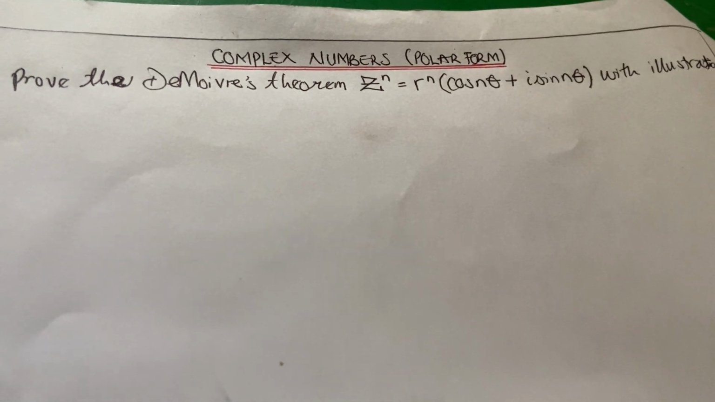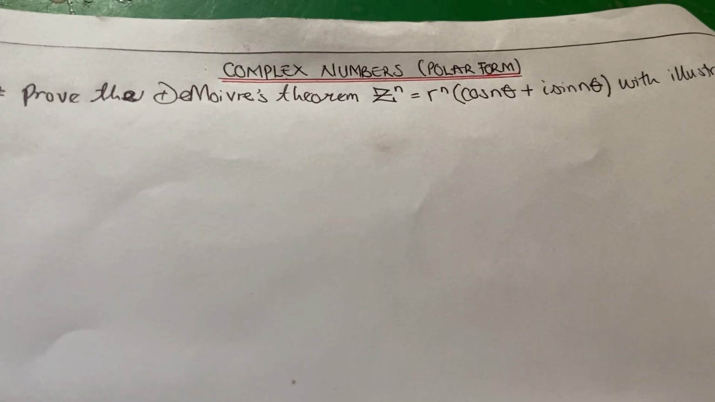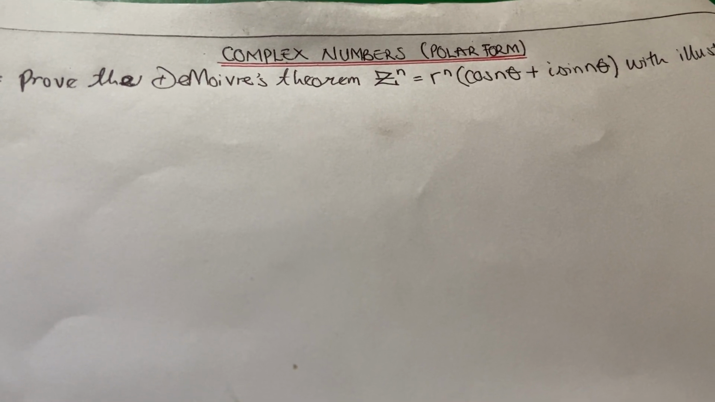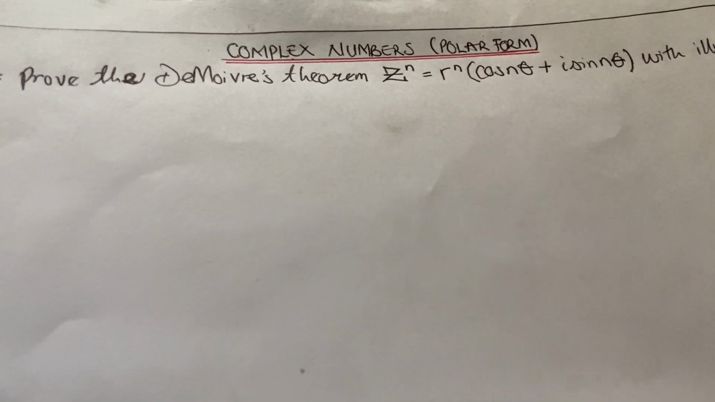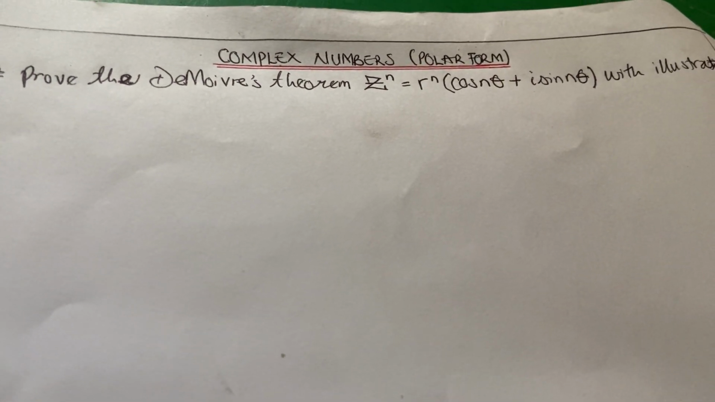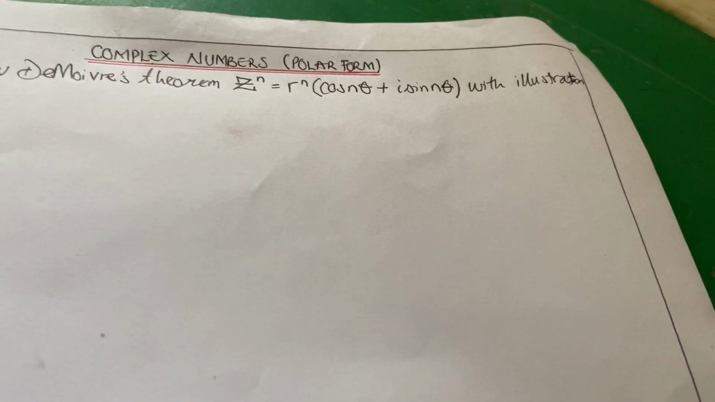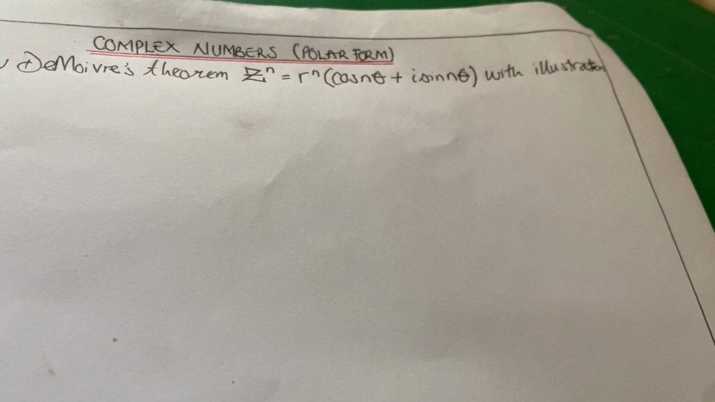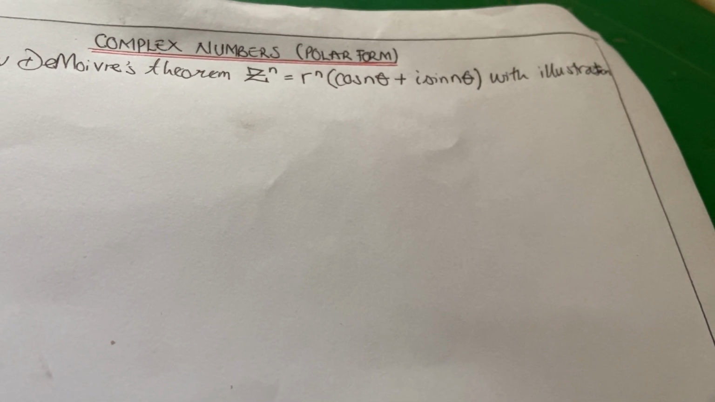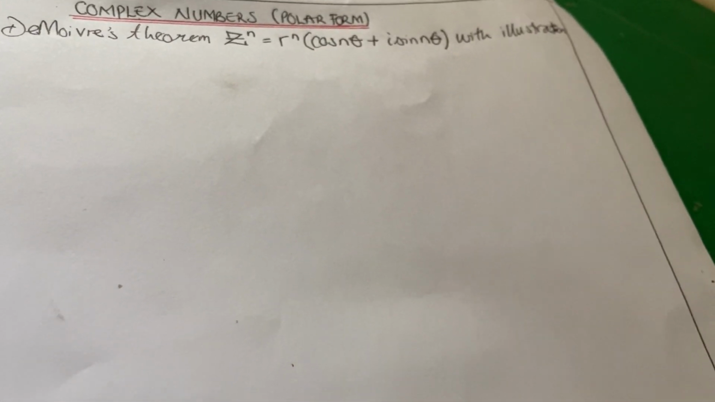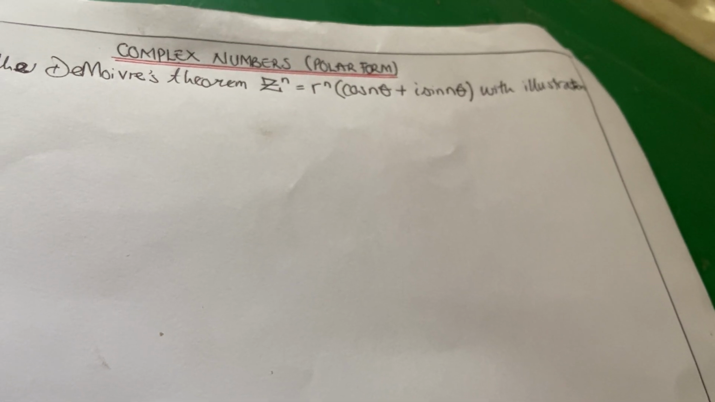We have discussed complex numbers before, looking at the rectangular form. Today we want to look at the polar form, and then we have a question: we should prove De Moivre's theorem, which is z to the power of n equals r to the power of n (cos n theta plus i sin n theta), with illustration. So right now we are going to discuss the polar form of a complex number.